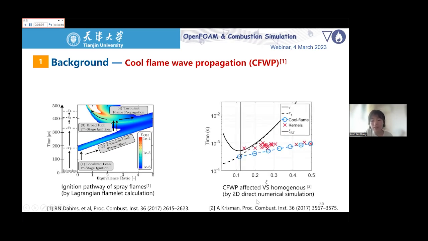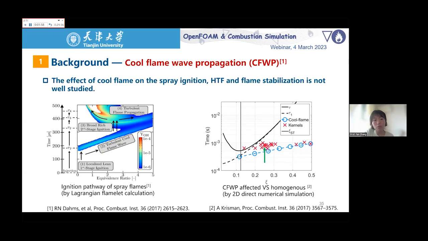By using 2D DNS, people found the ignition kernels are formed in a wide range of equivalence ratio in the mixture fraction space. But the ignition kernel was first formed at an equivalence ratio much richer than the homogeneous most reactive equivalence ratio. The reason may be the cool flame wave propagation, because they found that before the high temperature ignition, it is preceded by a cool flame wave propagation. Well, this kind of case neglects the droplet evaporation and the spray process.